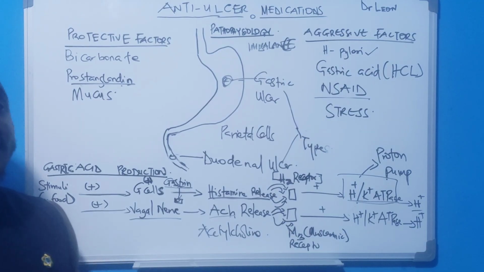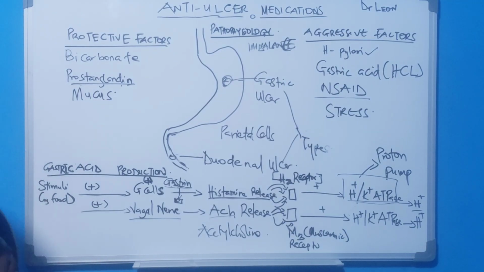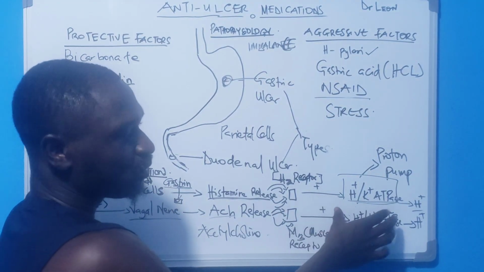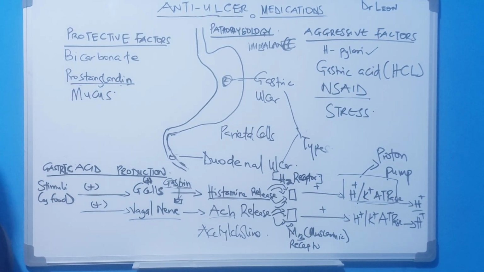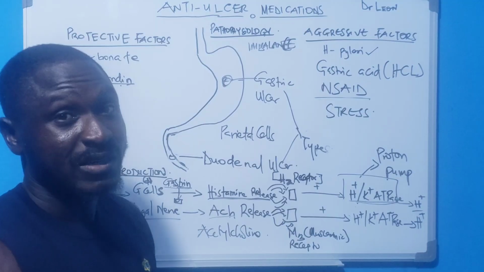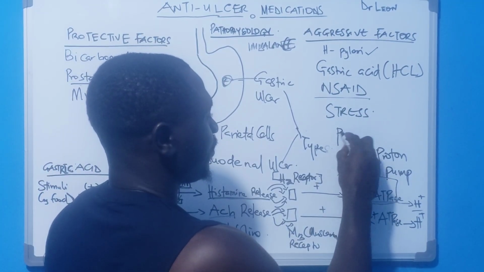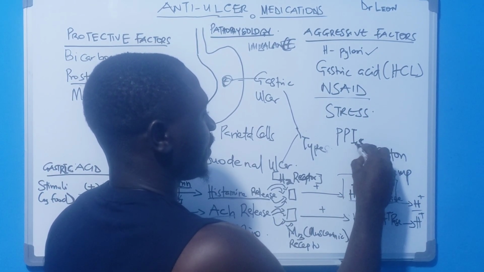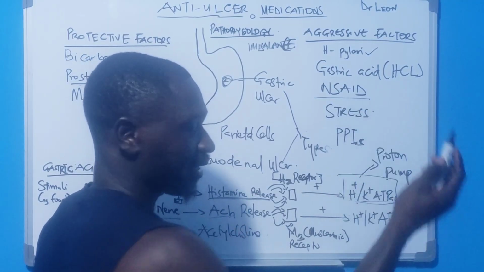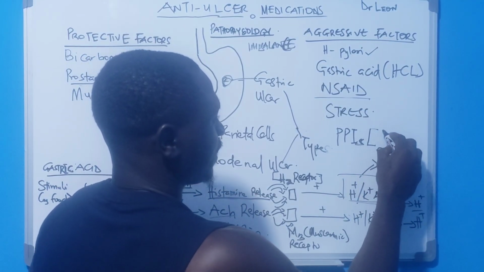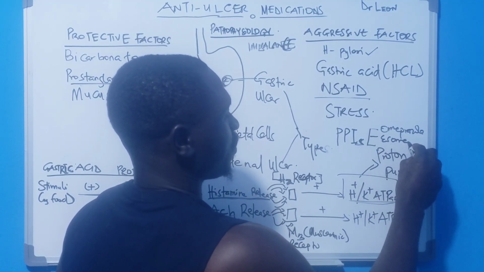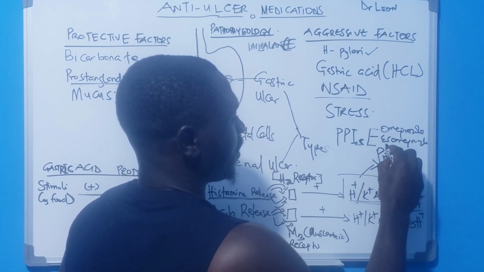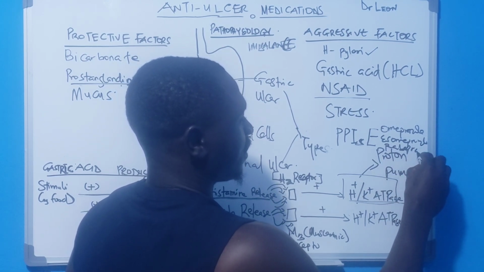So the most effective drug that will lead to the reduction of H plus is basically a drug that will be able to block or prevent this enzyme from what? Working. And you know of that drug. Those are the drugs that we call the proton pump inhibitors, the PPIs. And we will talk about them, but you can mention some: omeprazole, esomeprazole, rabeprazole. There are a lot.